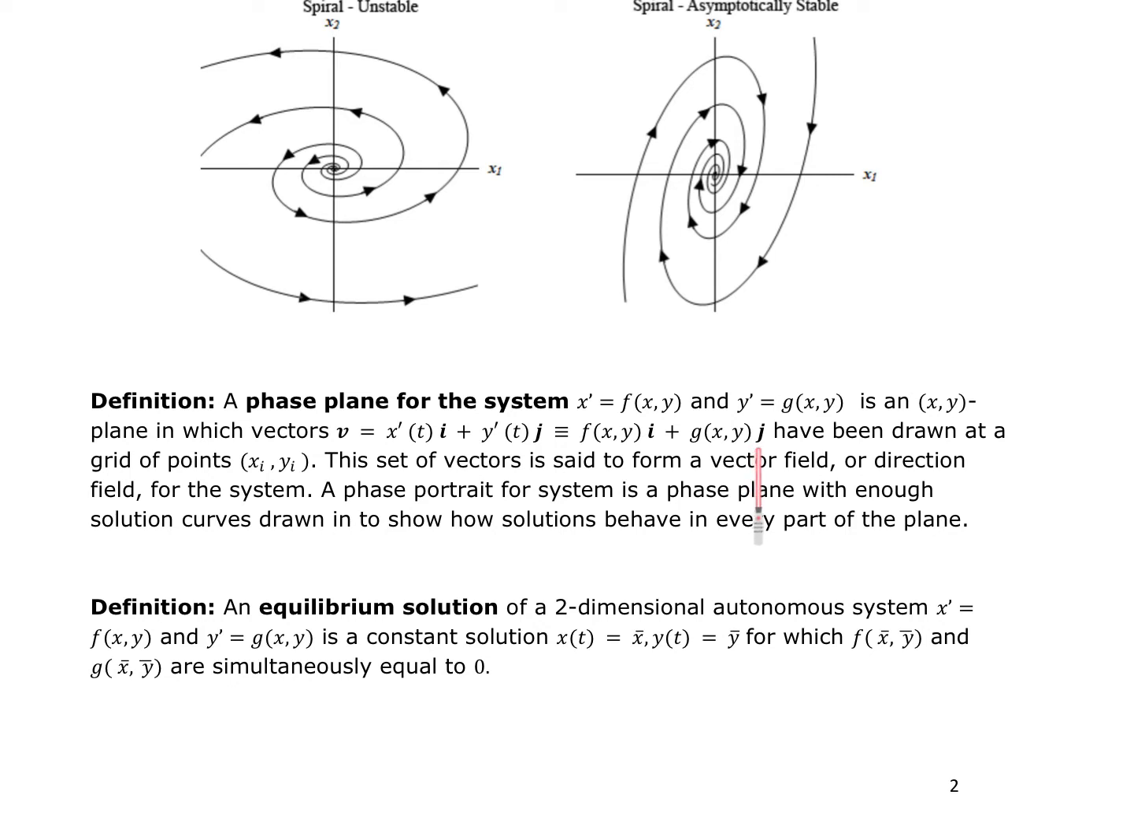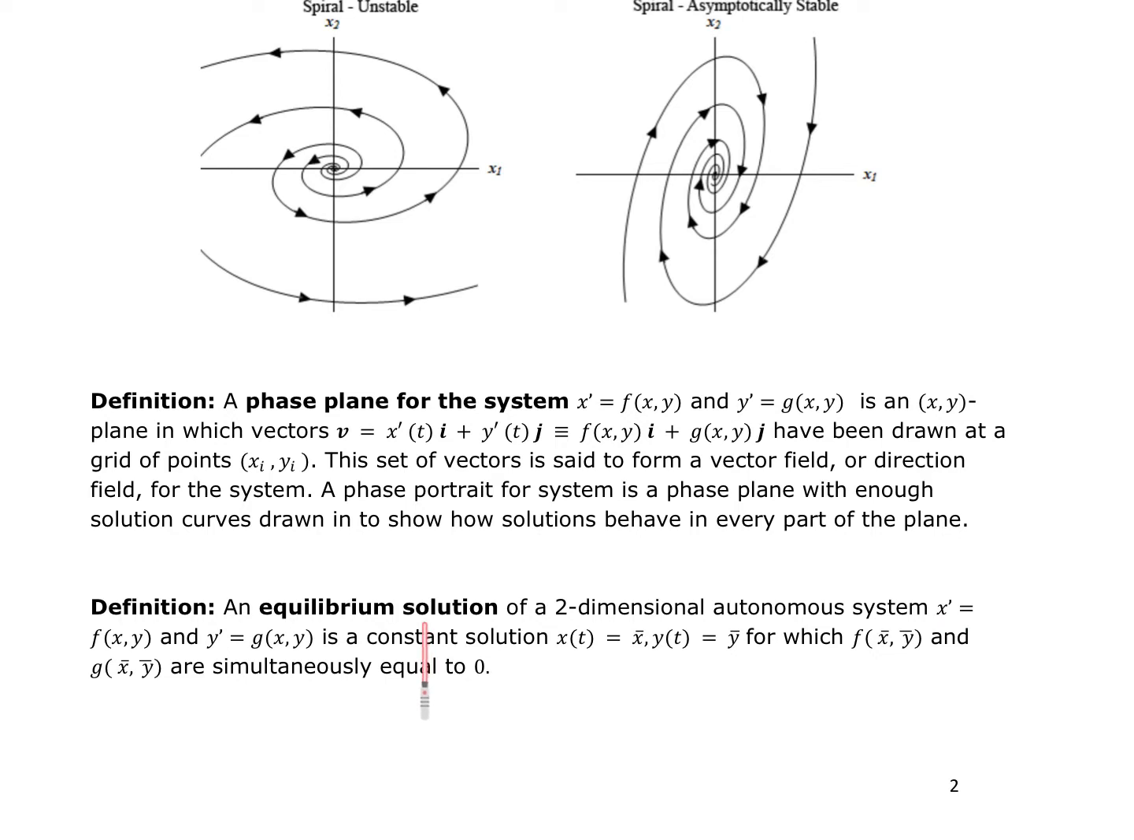Now this should look something familiar from our Calculus 4 class. These have been drawn at grid points x sub i and y sub i. The set of vectors is said to form a vector field, just like it does in Calc 4, or a directional field for the system. A phase portrait for the system is a phase plane with enough solution curves drawn in to show how the solutions behave in every part of the plane.